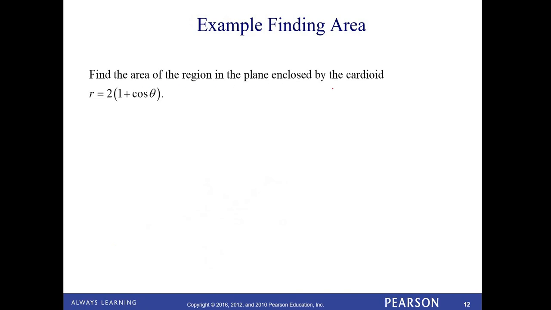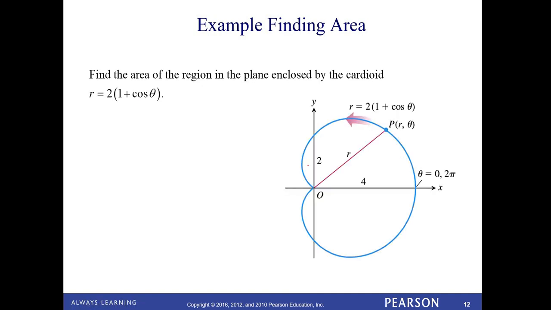Find the area of the region of the plane enclosed by the cardioid. And a cardioid is another kind of polar graph. It looks like this, and it's defined by r equals 2 times 1 plus cos theta. Any point on this cardioid is r, theta again, and we're going to do theta from 0 to 2 pi. So that'll give us the area as I take these thin little wedges, filling up the cardioid all the way around until I get back to the beginning.